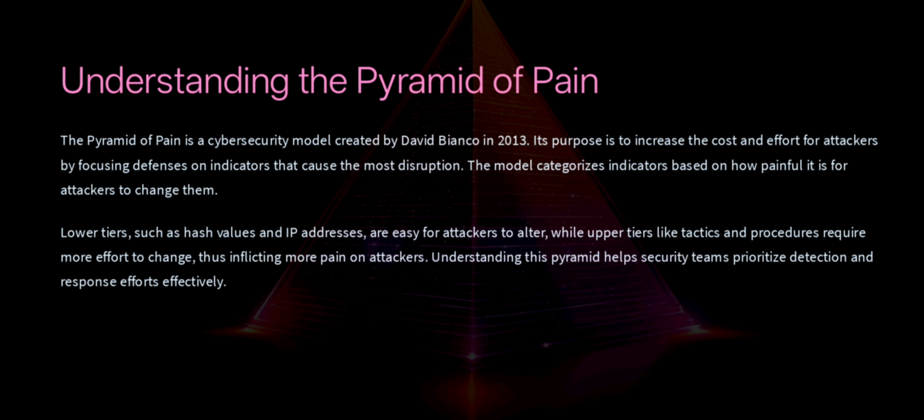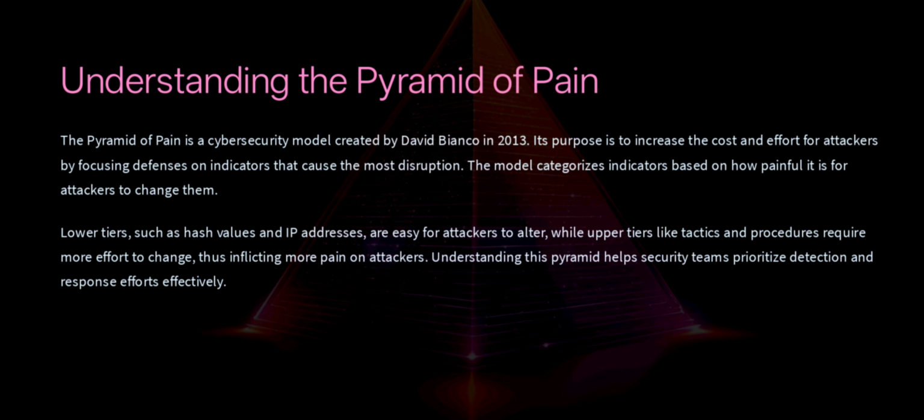The pyramid of pain is a framework that categorizes IOCs based on the difficulty they present to adversaries when these indicators are detected and mitigated by defenders. The core idea is that the higher up the pyramid an IOC is, the more challenging it is for an attacker to change it, thereby causing more pain to the adversary when it's neutralized.